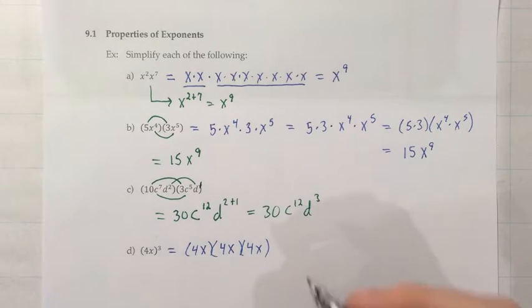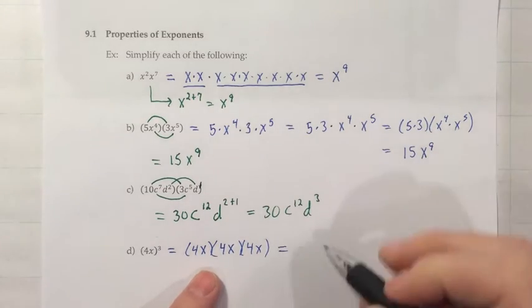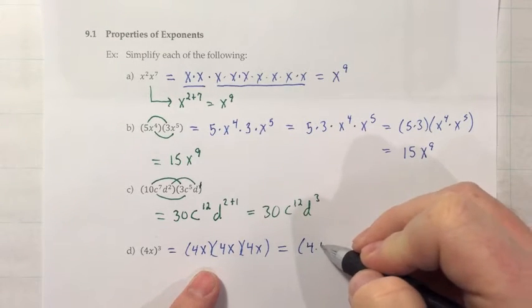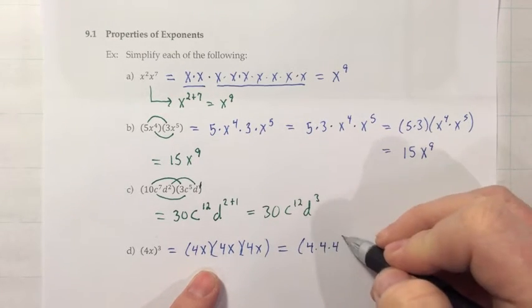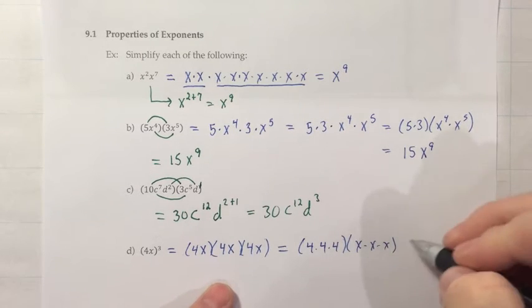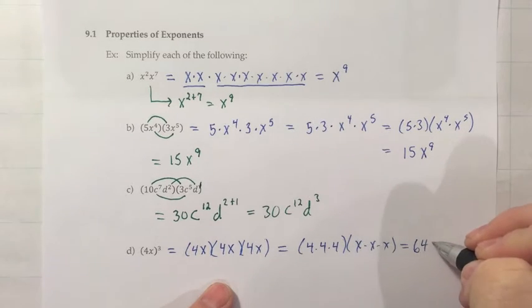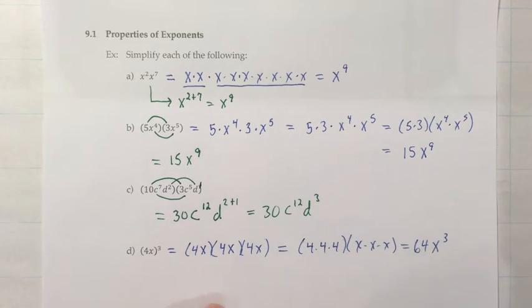times 4x times 4x. And then using the associative and commutative laws of multiplication, we could say that could be rearranged and regrouped so that it was the 3 4s times the 3 x's. And if we do that, the 3 4s is 64, and the 3 x's would be x raised to the 3rd power. So really some associative property and commutative property going on again to allow us to do that.